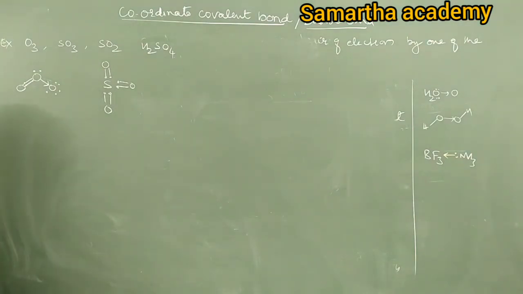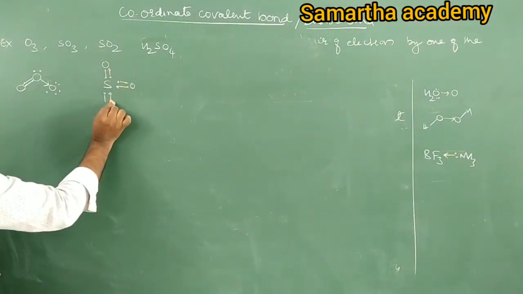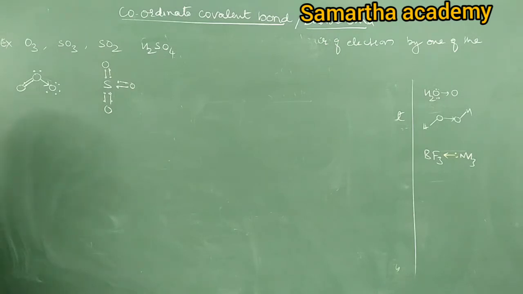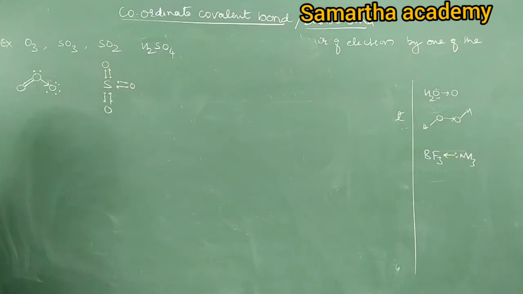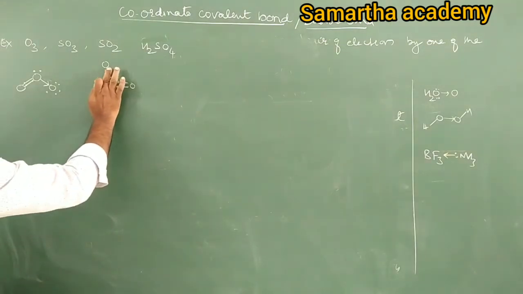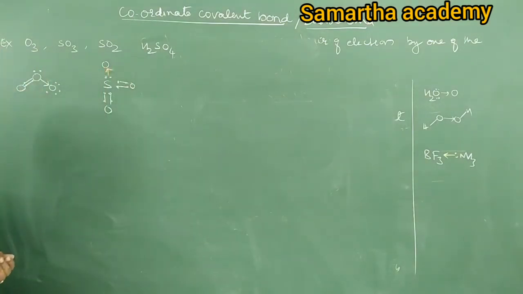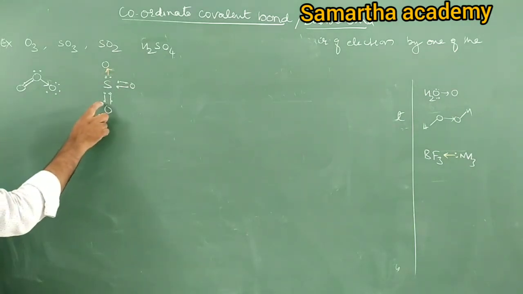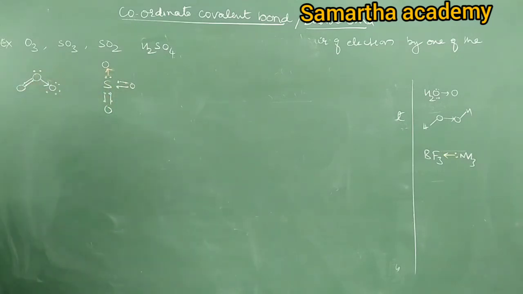Why? Because if it is like this, you just see how many electrons are there? Total 12 electrons. 1, 2, 3, 4, 5, 6, 12 electrons. So if any molecule has 12 electrons on the central atom, it is highly unstable. It doesn't obey the octet rule, right? Therefore, now what we can do is write one dative bond. Now count it. How many? 10. 1, 2, 3, 4, 5, 6, 7, 8, 9, 10. It is also not possible.